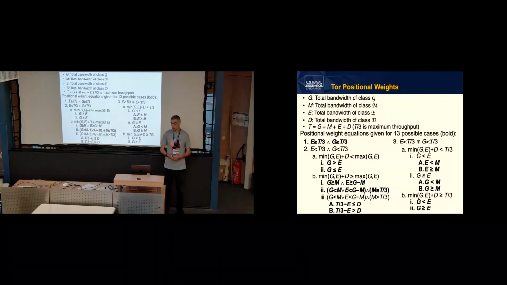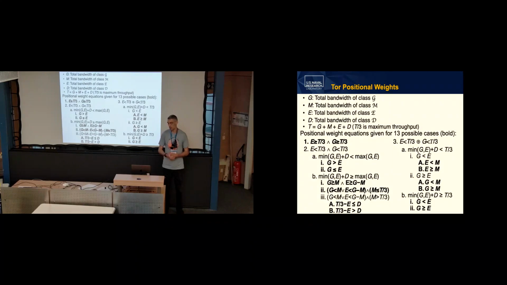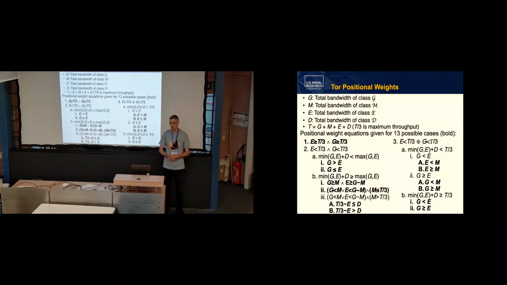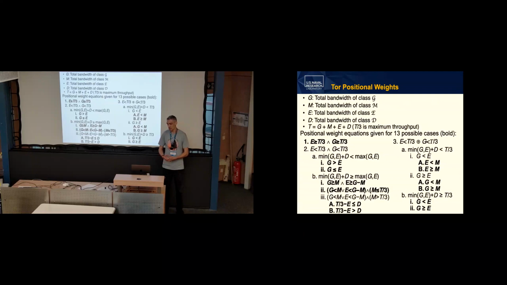So then to come up with these weights, there's a set of, like I said, equations, and those equations are defined across a set of cases that break down the possible network states. So to explain those various cases, another set of variables, G, M, E, and D will be the bandwidths of those classes, and then T will be the total bandwidth of the network, the sum of those bandwidths. And a key value here is T over 3, which is the maximum throughput of the network, because every circuit has 3 positions. So if you use a third of the bandwidth of the network in each position, that's the maximum possible throughput of the network, T over 3.